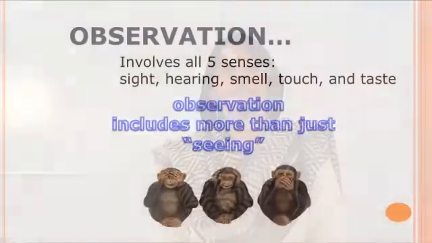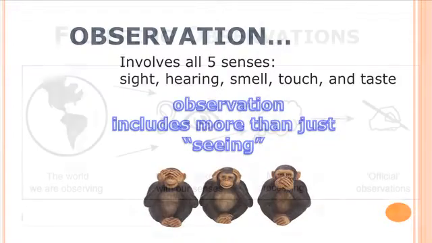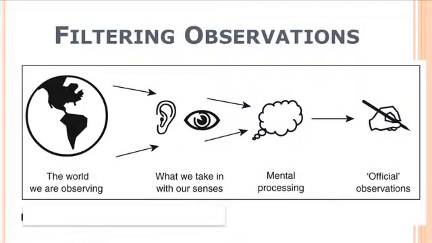When I asked you to observe, it involved 5 senses, which is sight, hearing, smell, touch, and taste. So, observation includes more than just seeing. When we're filtering observation, it is the world we are observing. Every piece of information that comes to us, we take in through our senses. Then we do mental processing and then we make those observations.